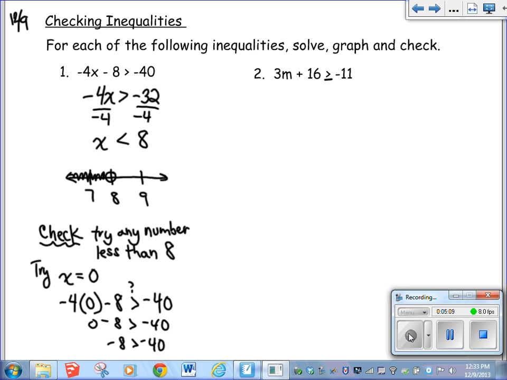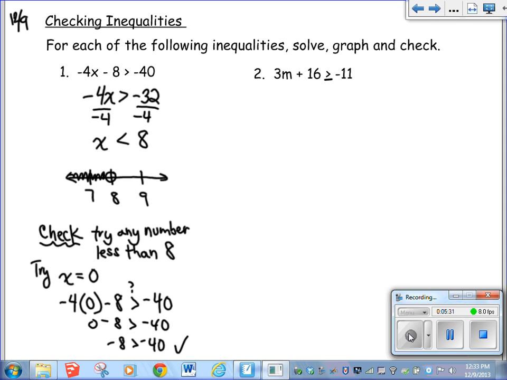Now be careful, you've got to think about negative numbers, right? Is negative 8 greater than negative 40? Yes, it is. The bigger the negative number, the smaller it is. That checks, it tells us our inequality, we solved it and graphed it correctly, we have the right side of it shaded. Wouldn't negative 4 times 0 mean negative 0?